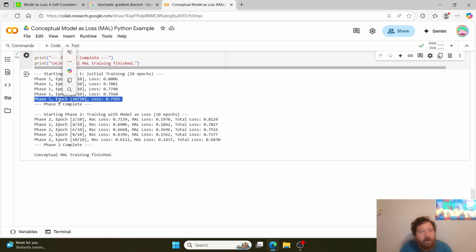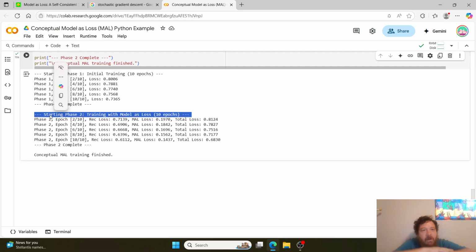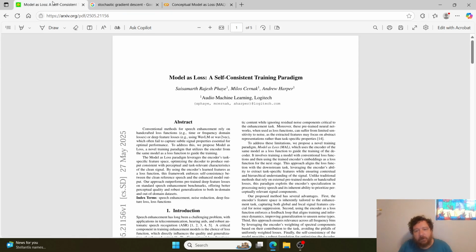And so it's all fake starting here, all imaginary, not real. And that's the method overall: model as a loss, a self-consistent training paradigm. I've had enough discussions around this now that I understand at this point it's cutting edge physics and mathematics overall.